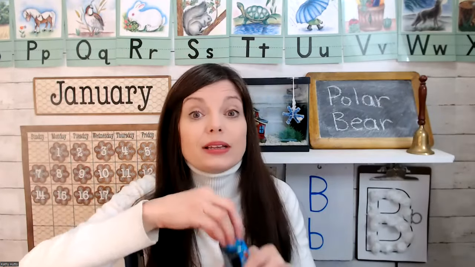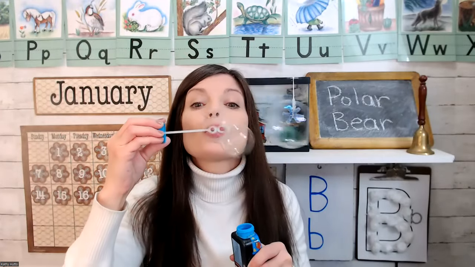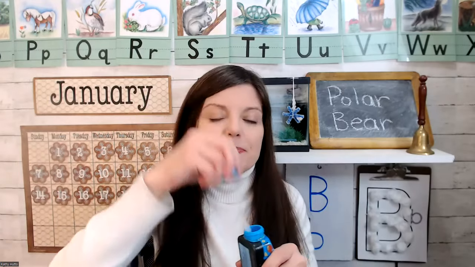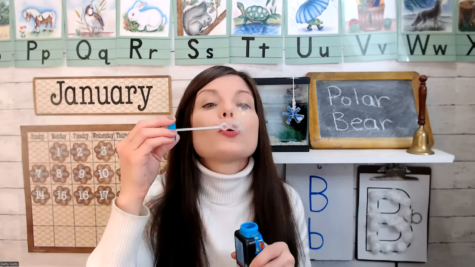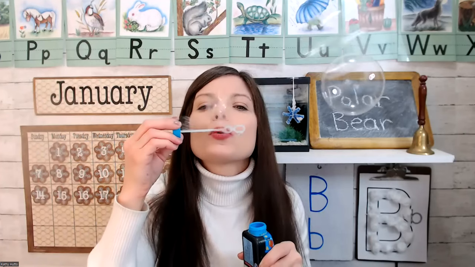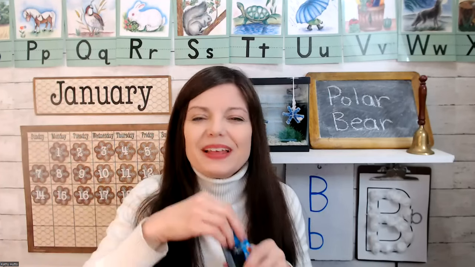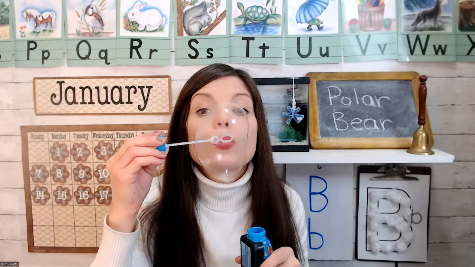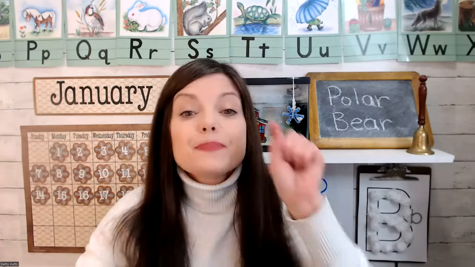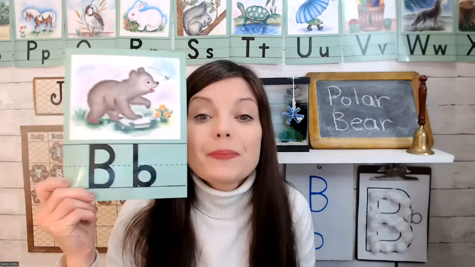Here we go. What does letter B say? B, b, b, b, b. What does B say? Let's try to make a big bubble. Did you pop that bubble on me? The letter B says, b, b, b, b, like popping bubbles.